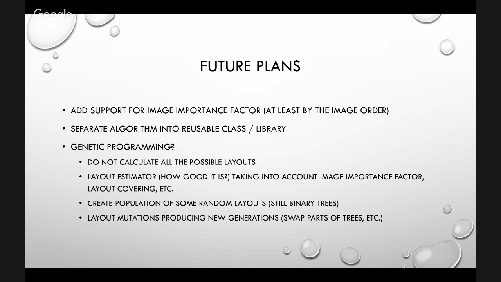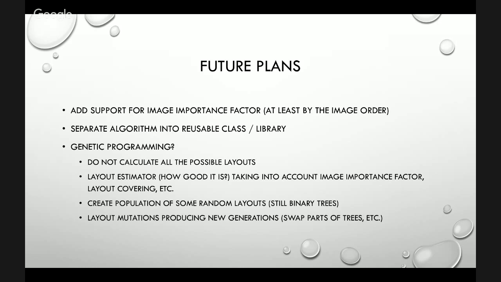And then you assess every layout using some estimator function. So you need to write an estimator function that should be computationally easy to evaluate. After you get this estimator function, taking into account image importance factors, layout covering percentage, and so on, you can compare layouts with each other, choose the best layouts from the population, and continue genetic mutations between them. And after several generations of the population of layouts, you should be able to get an acceptable layout.